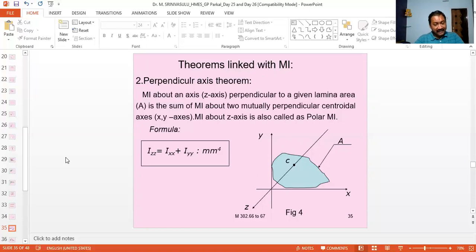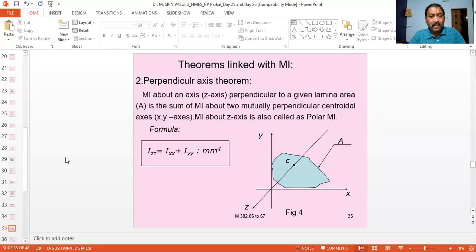And the statement can be clearly said like this: the moment of inertia about the z axis is equal to the moment of inertia of that area about the x-axis plus the moment of inertia of that area about the y-axis, when x, y, z are mutually perpendicular to each other, and I_ZZ is equal to I_XX plus I_YY. So this is the equation of the perpendicular axis theorem.